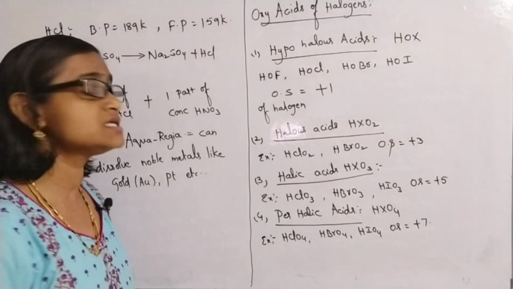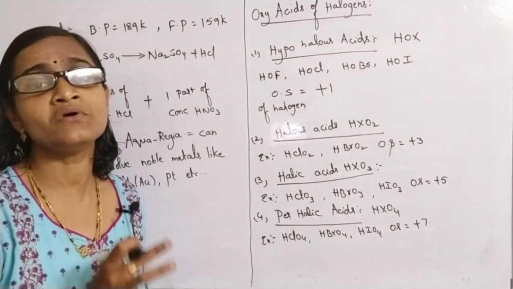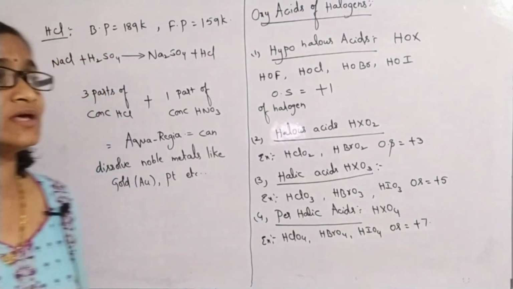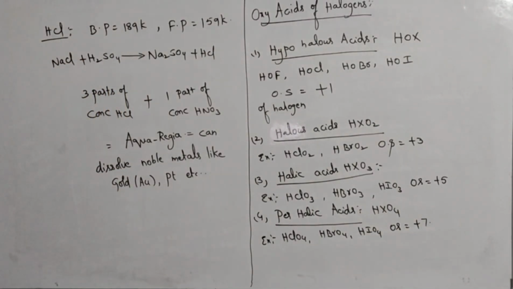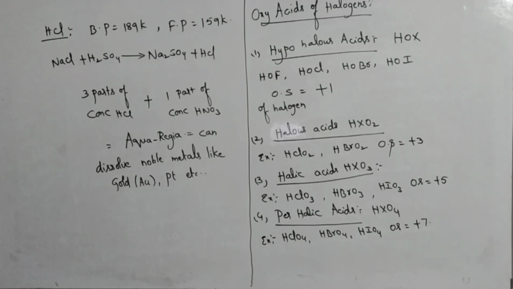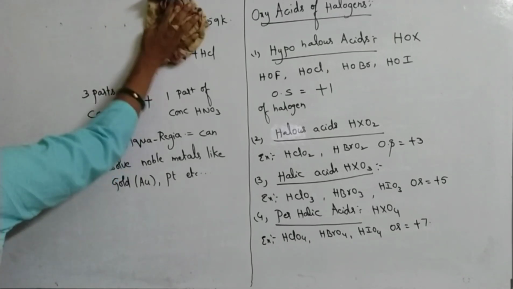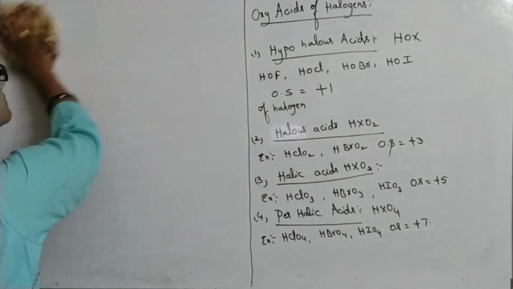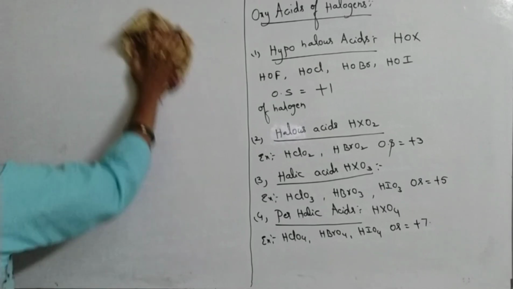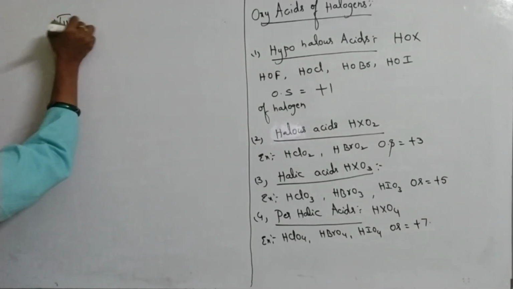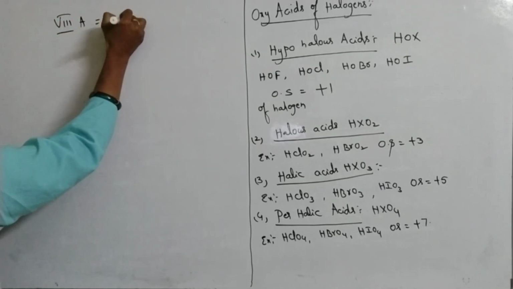These are the different areas you have to focus on in the case of 7th A group elements. This is about halogens. And finally we move on to 8th A group elements, which are called inert gases.